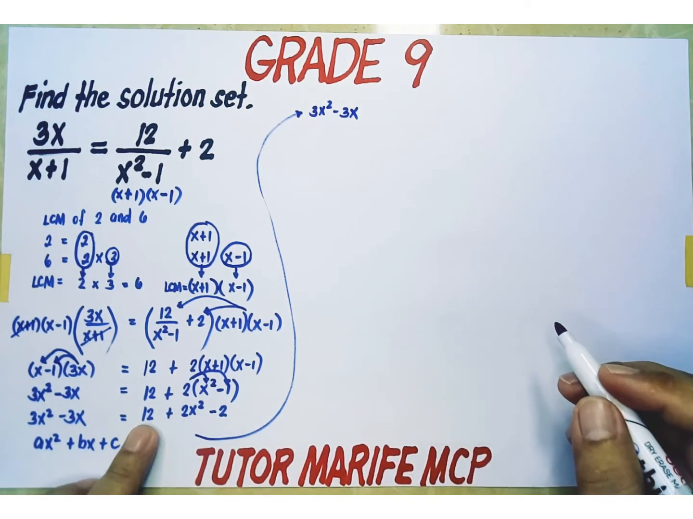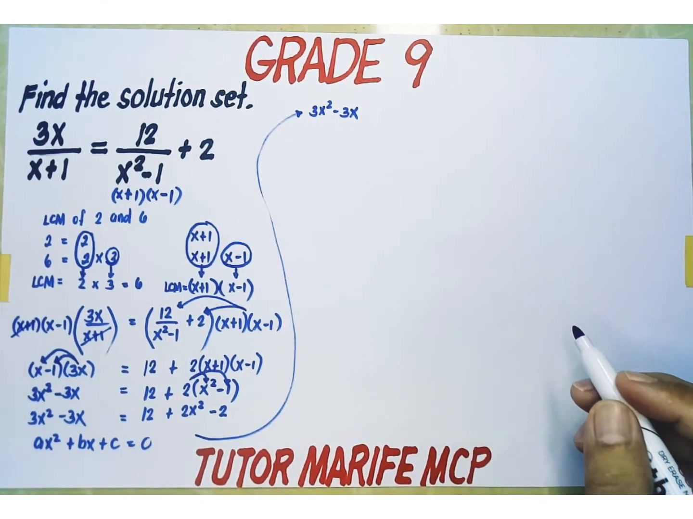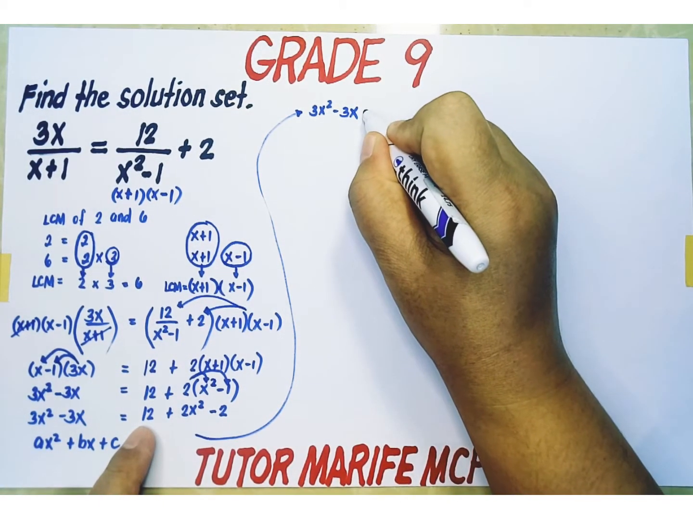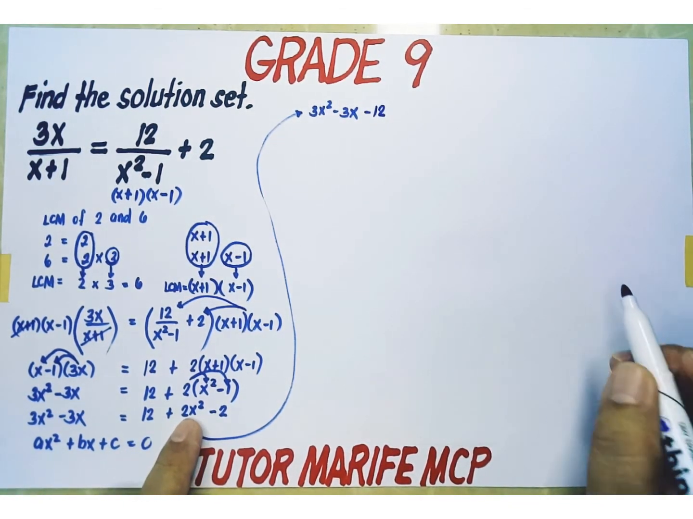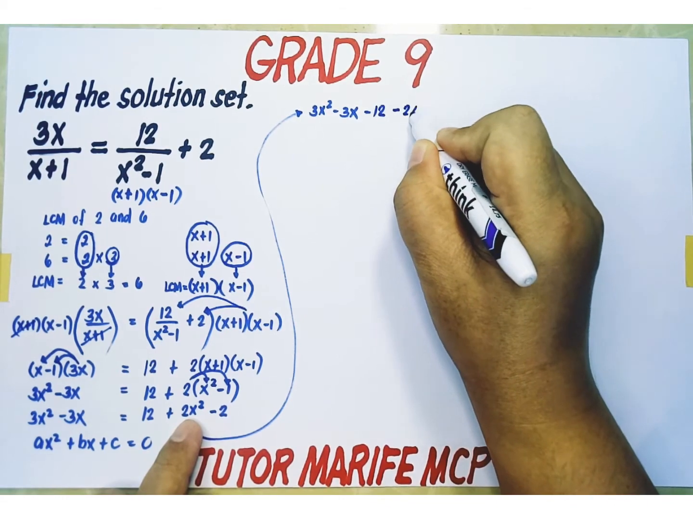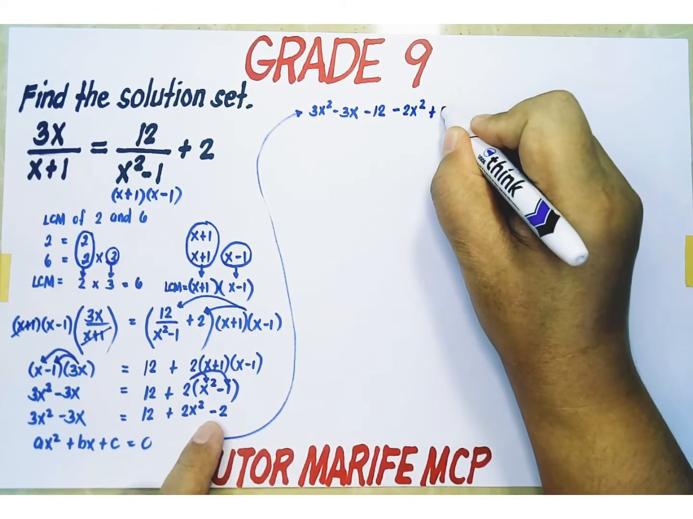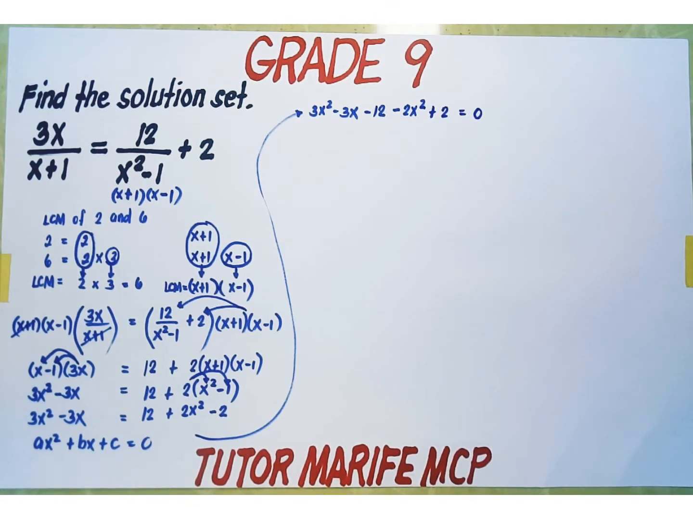Transpose 12, 2x squared, and negative 2 to the left. So don't forget to change the sign when you transpose. So 12 becomes negative 12 on the left. Positive 2x squared becomes negative 2x squared on the left. Negative 2 becomes positive 2 on the left. The right side becomes 0. Okay? Ang fino-form nating structure ay quadratic expression yung left side mo.